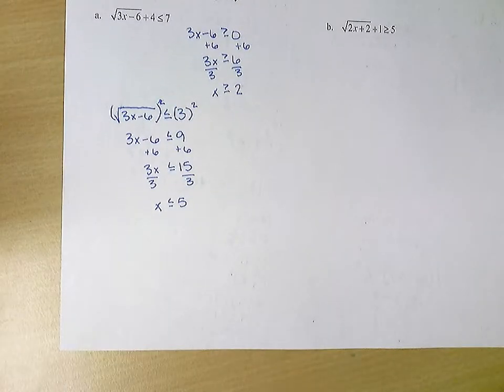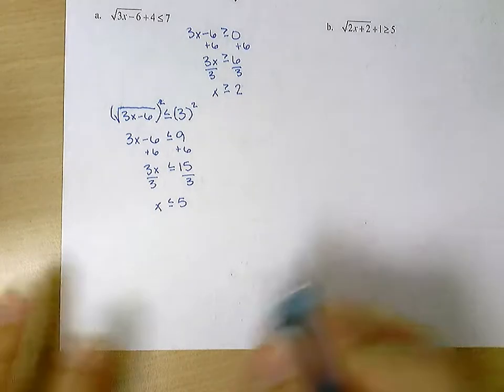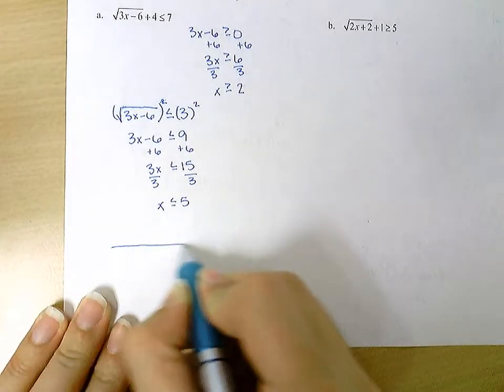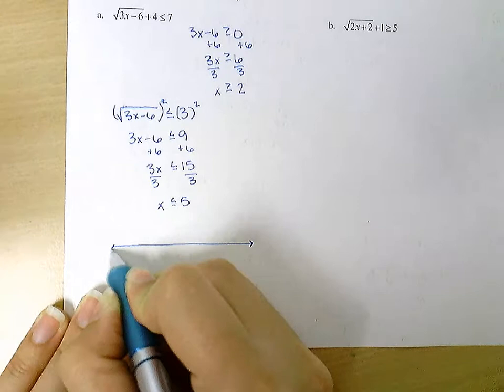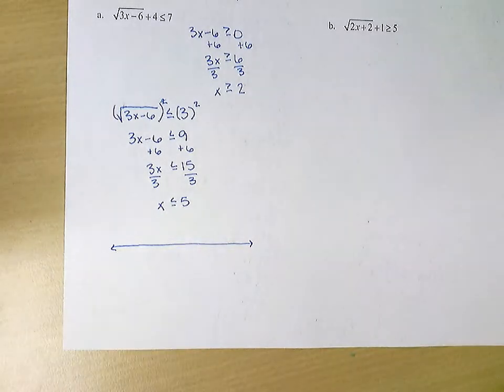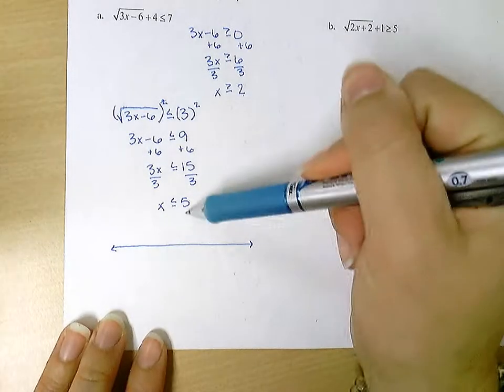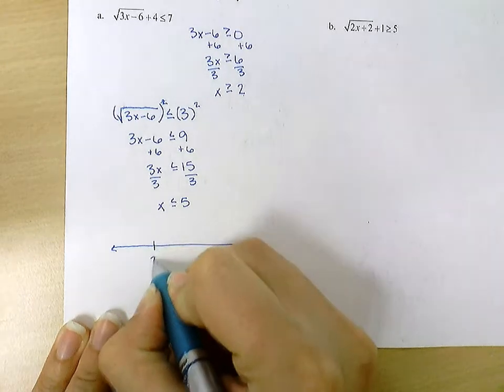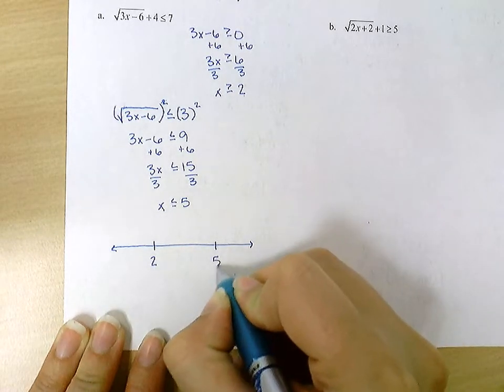Now what I'm going to do to check this solution is actually draw in a number line and plot each of those values. So I have a 2 and a 5. So I have 2 here, 5 here.